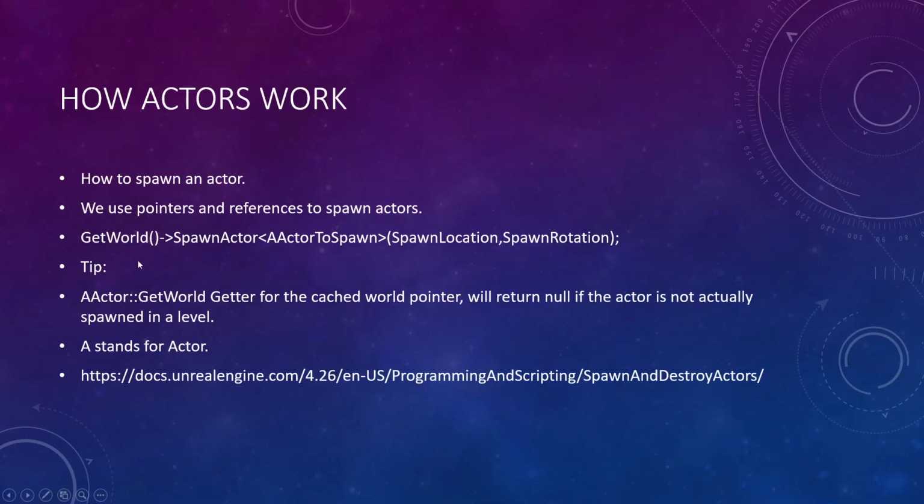You don't have to think about this too much for now, but if you're not getting it, then go ahead and research it online. Where you can start is spawn actor, just Google it and you'll find a lot of information. The get world is actually a getter, and it gets that world pointer, and it will return null if the actor is not actually spawned in a level. So if the actor doesn't spawn in the level, it will return null, just so you know. It gets the world pointer of that actor, and then we can use it.